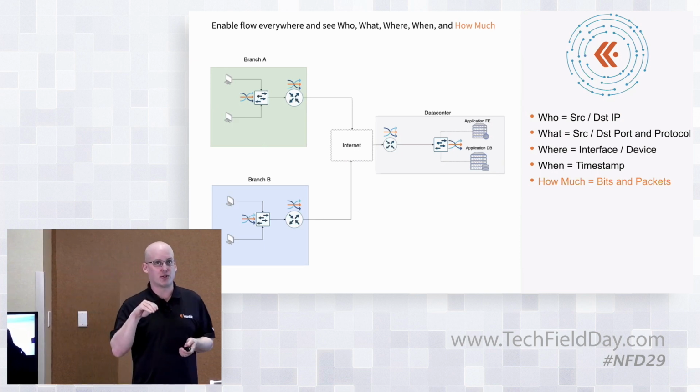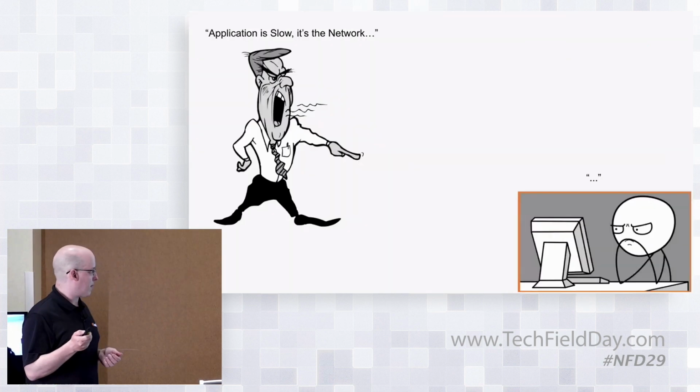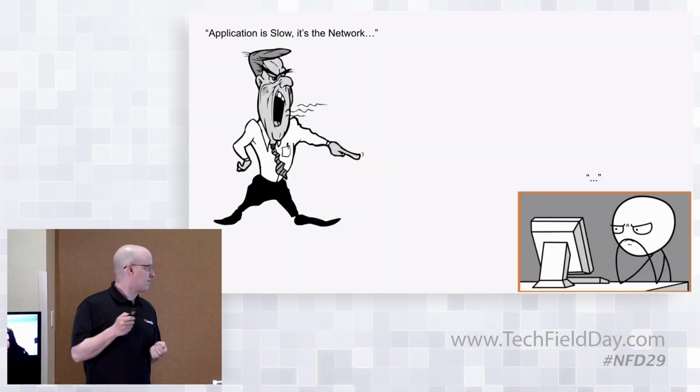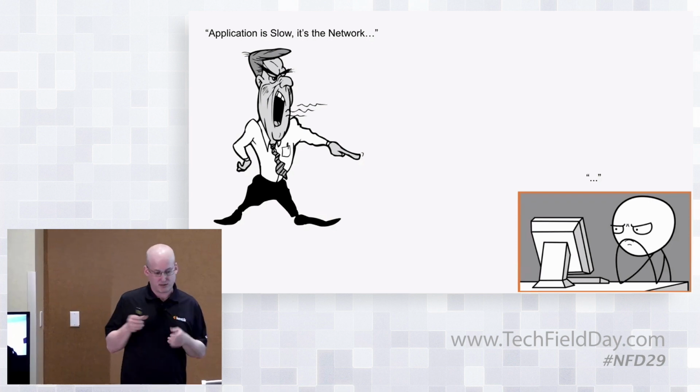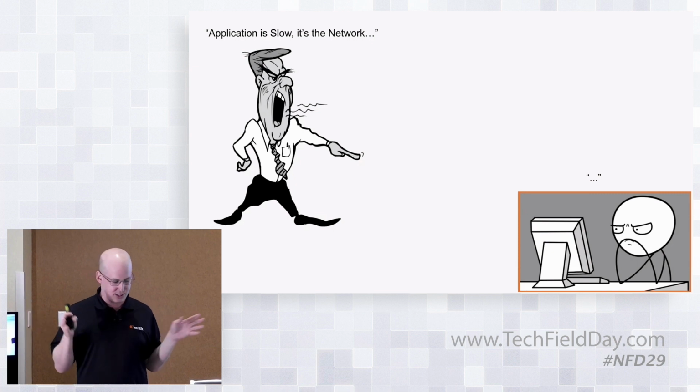How much traffic is really what flow data is meant for, but it can also put you in a position where you maybe can't answer a question. What does that mean? We've probably been in this situation before: application slow, it's the network. The title of the slide was "it's always the network." So we start here.